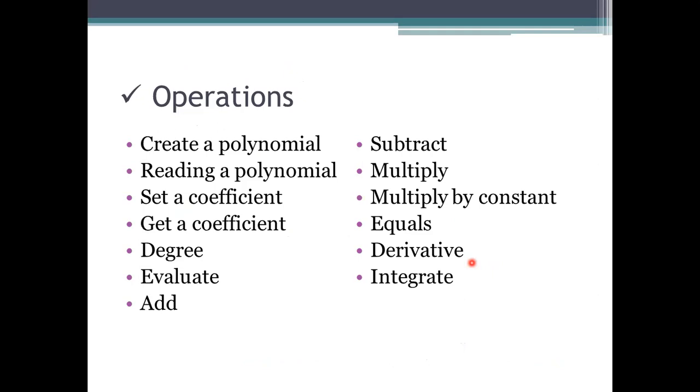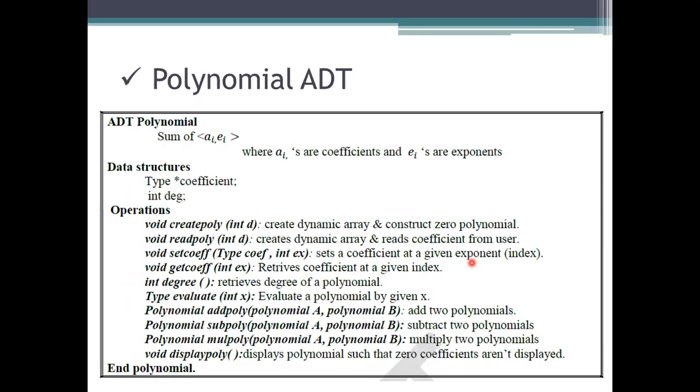And multiplying means we take the multiplication of two polynomials, and also multiplying a constant with the chosen polynomial. The derivative of the polynomial and its integration are also represented.